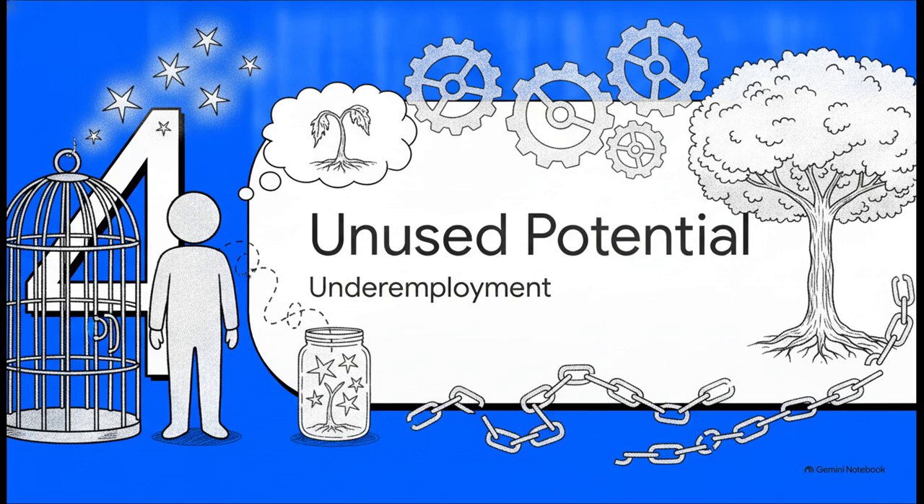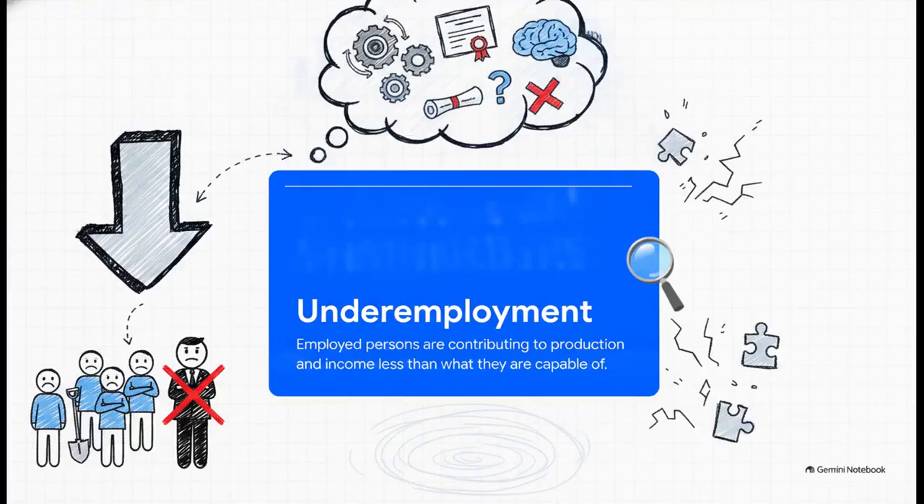Let's shift gears to Section 4, Unused Potential, which we call underemployment. Underemployment exists when employed persons contribute less to production and income than they are truly capable of. They possess the abilities, they have the training, and the expertise, but because there is simply a lack of suitable work in the economy that actually matches their skills, they're forced to take inferior occupations. You can easily imagine the intense personal frustration of this situation, right? But on a macroeconomic scale, it represents a devastating underutilization of national talent.